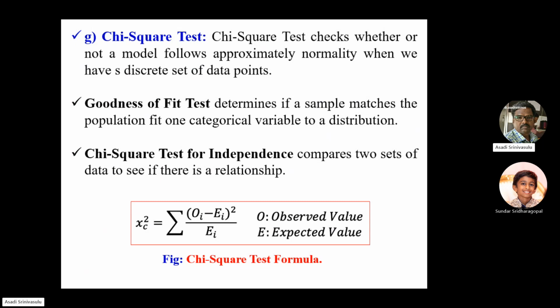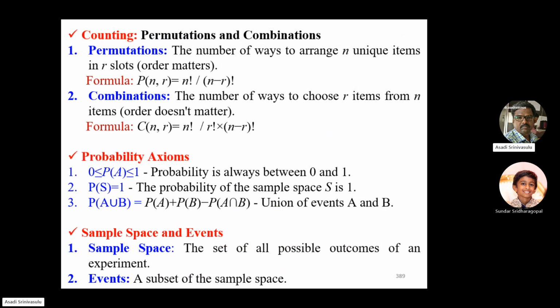So these are the testing values we are performing on discrete data set points. If you see the same in counting, we are using two major concepts like permutations and combinations. What is meant by permutations? The number of ways to arrange n unique items in r slots, that is called order matters. The formula we are using is P(n, r) = n! / (n - r)!.